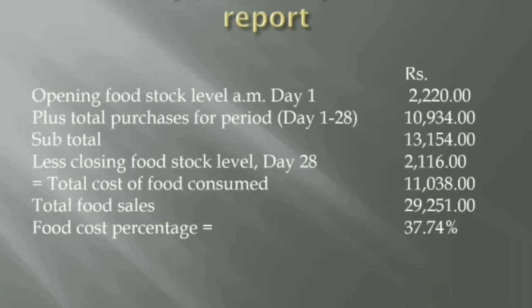A weekly or monthly food cost report includes opening food stock level from the first day plus total purchases for the period, that is the entire month, less closing food stock level at the end of the month, which equals the total cost of food consumed. The total food sales at the end of the month and the food cost percentage are calculated from the above information.